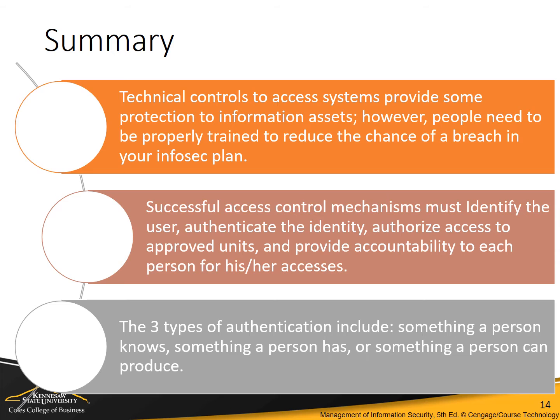The 3 types of authentication include something a person knows, something a person has, or something a person can produce. Examples include a password, 2-factor identification using a number on your phone, and your fingerprint. The methods of authentication must maximize the ability of authorized users to get to the information they need while denying access to unauthorized users who should not be allowed into the system.